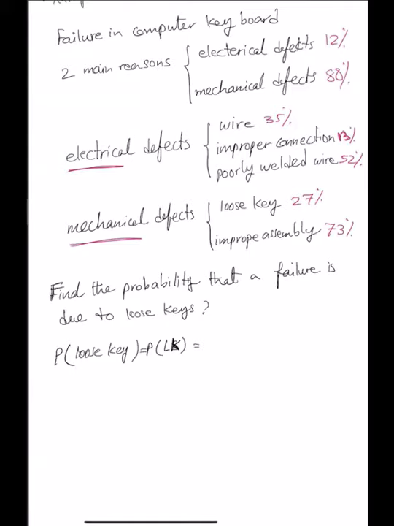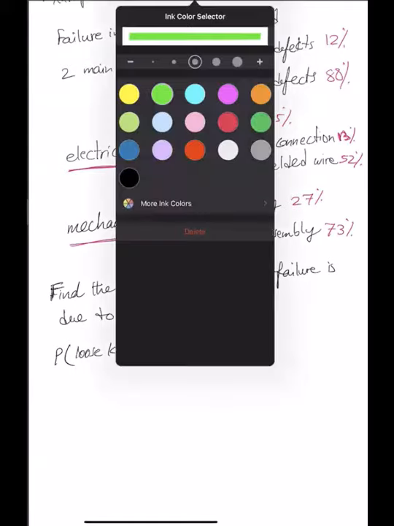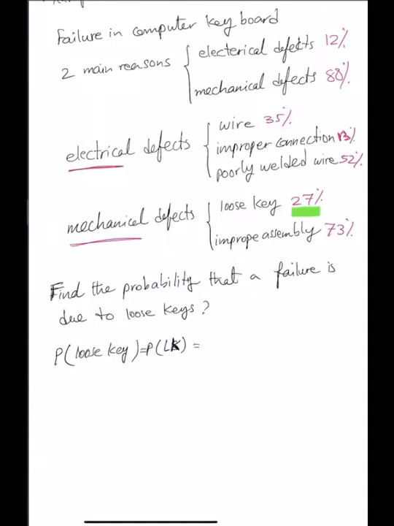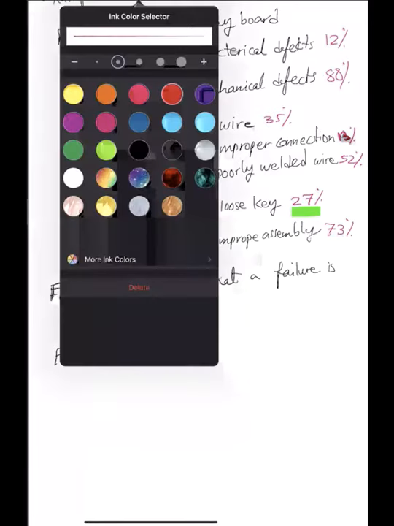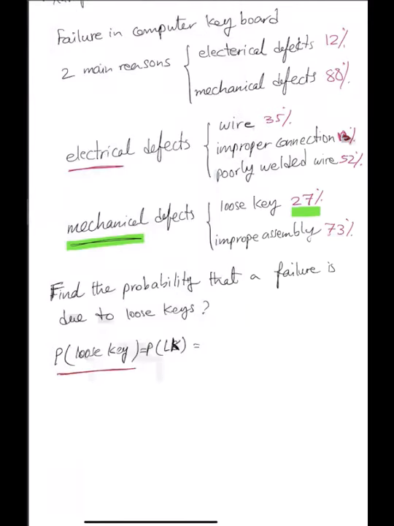Can I just say it's 27%? Can I just say that's the number? It's 27 times 0.88, I think. Yeah, I cannot say it's just 27% because it's 27% of the mechanical. So I have to first know if it's mechanical. Then, with the chance of 27%, it's because of the loose key. But here, I don't know if it's mechanical or not. I just know that I want the probability of a loose key.